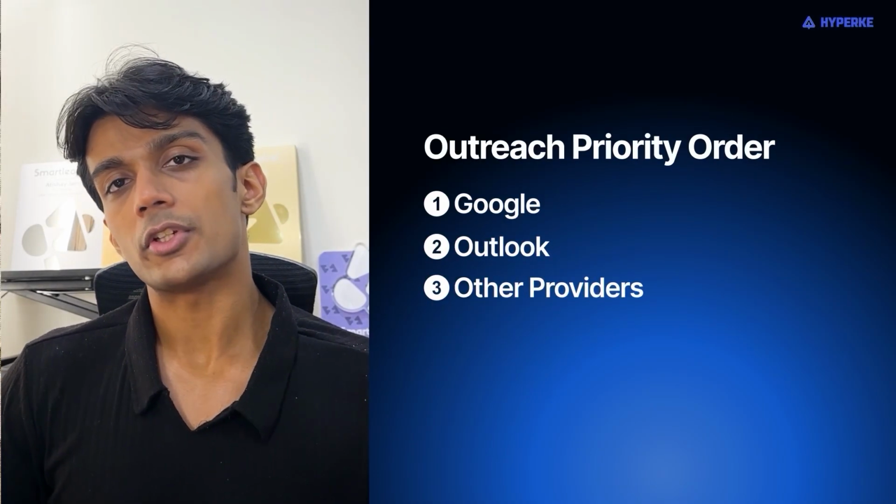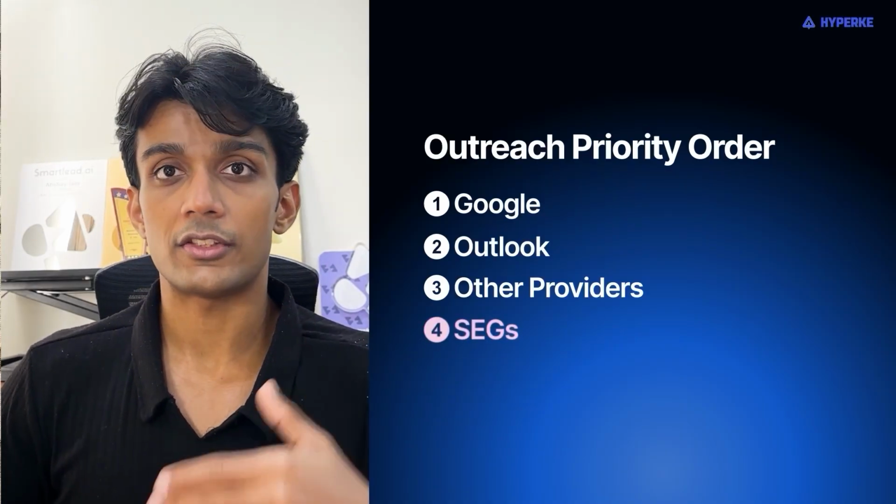And then finally, after you're done with the rest of your list, reach out to the SEGs. The reason we do this is because if you reached out to the SEGs in the beginning, you would kill your chances with Google, Outlook, and other infrastructure providers. So that is why you want to score your list to maximize your odds of getting in front of as many prospects within your target market as possible.